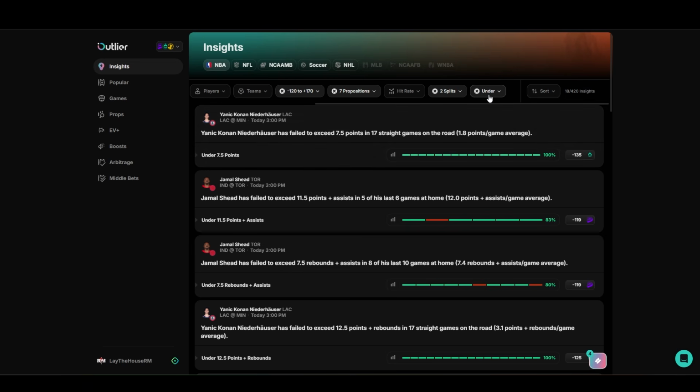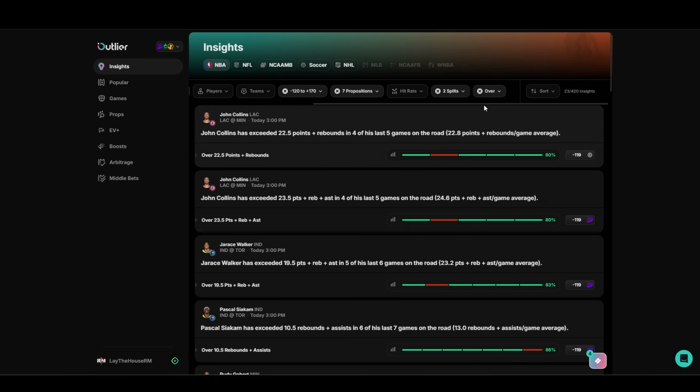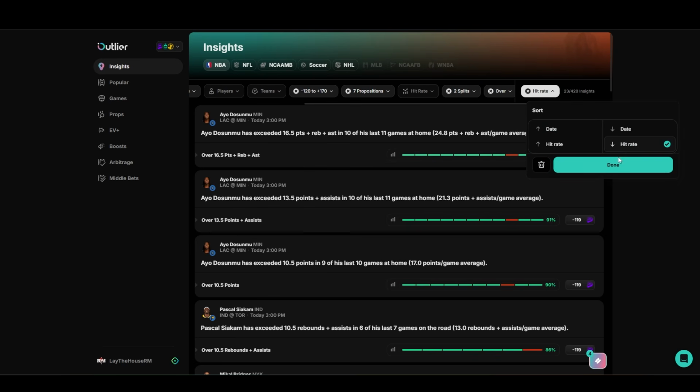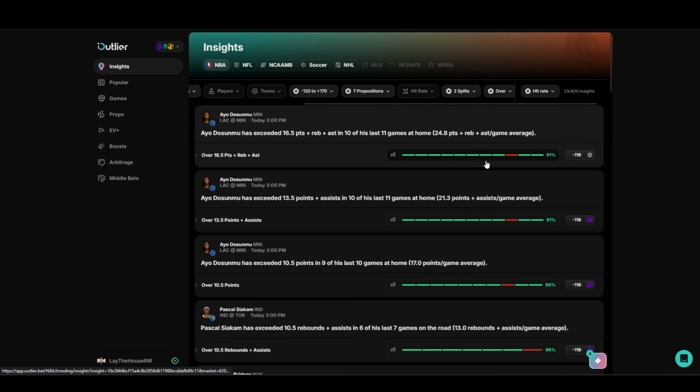All right, so we're gonna filter for the overs, and that's all the filters that I use, and then I just sort by hit rate, right? So descending by hit rate, so the highest hit rates are at the top, and then I just kind of look through all of these cards here on what I want to do.